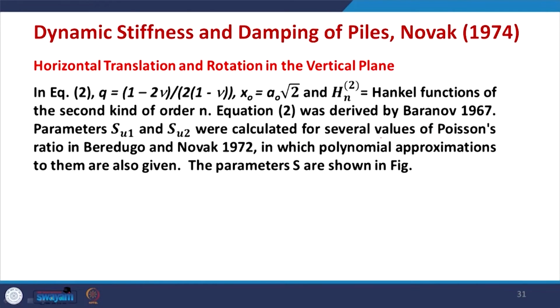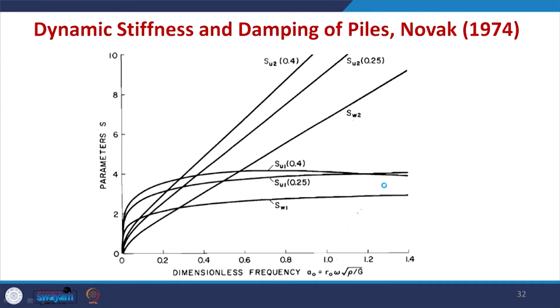Parameters were calculated for several values of Poisson's ratio by Bardugo and Novak in 1972, in which polynomial approximations are given, and the parameters are shown in these figures. What you can see in this case is SU1 for two cases of nu. This curve is for nu equal to 0.25 and this is for 0.4.